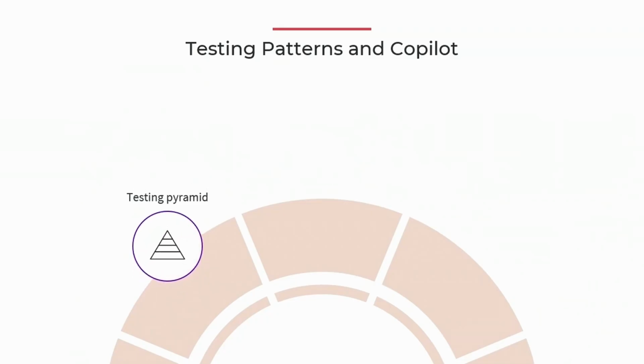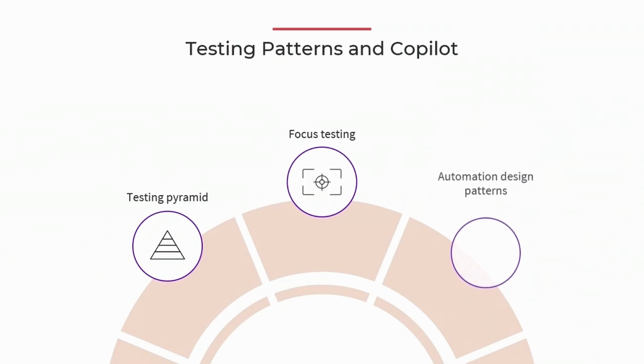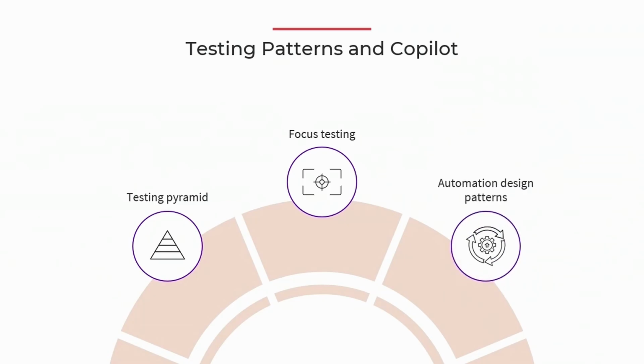The test pyramid includes unit, integration, end-to-end, and component testing. Testing by focus means tests are based on functionality, performance, security, and usability. It may also include accessibility, compatibility, and regression testing. Test automation design patterns provide structures for organizing test code, especially for larger automation frameworks. These include the page object model, arrange act assert, and mocking or stubbing.